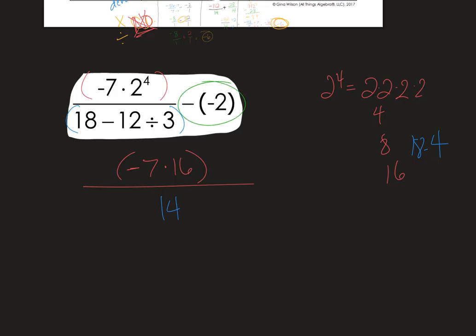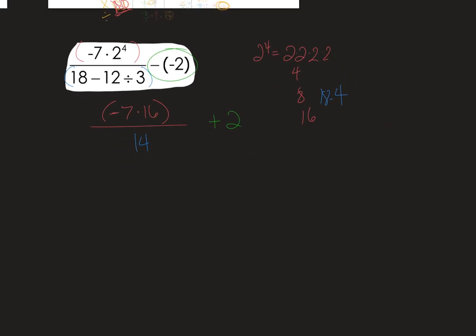This part right here, I'm going to just go ahead and write plus 2, because the negative is positive like that, right? So now let's deal with the 7 times 16. I'm going to do 7 times 16, which is 7 times 10 plus 7 times 6. 70 plus 42 is 112. That's how I do stuff like that in my head. So we have negative 112 over 14 plus 2.